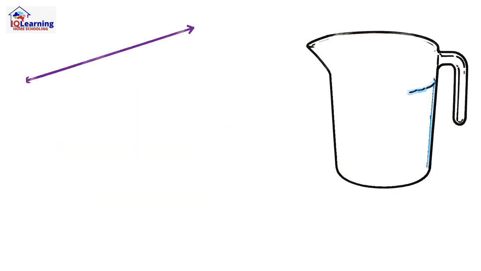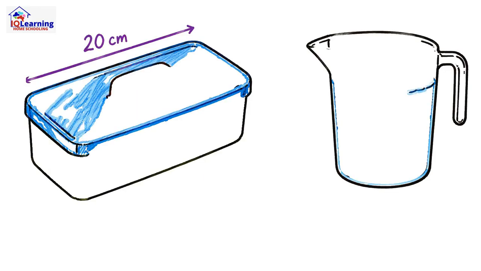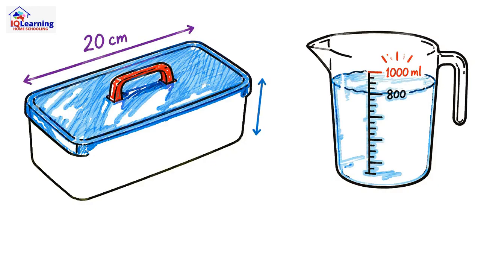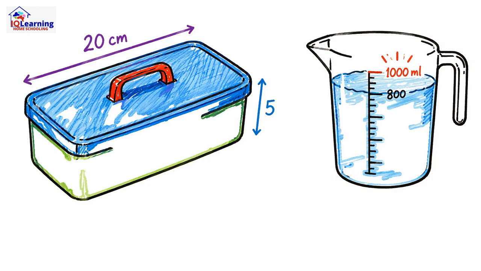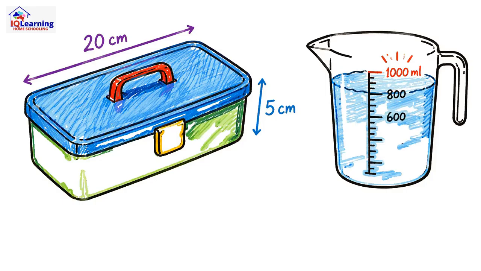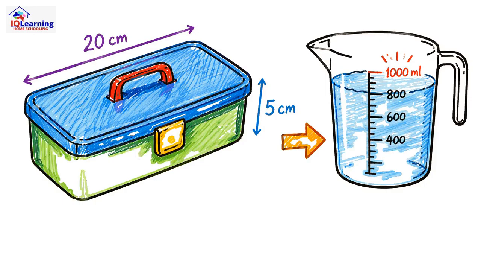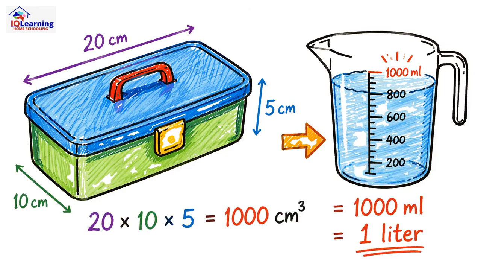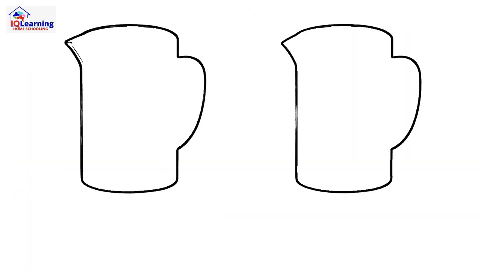Take a lunchbox that's 20 centimeters long, 10 wide, and 5 deep. Multiply them. 20 times 10 times 5 is 1,000 cubic centimeters. And because of our magic link, you instantly know it can hold exactly 1,000 milliliters of soup. That's a whole liter. But what about a lumpy rock you can't measure?